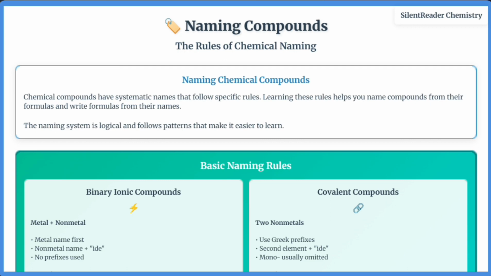Some compounds have common names that don't follow the rules, like water for H2O instead of dihydrogen monoxide, and ammonia for NH3 instead of nitrogen trihydride. You'll need to memorize these common names as you encounter them.